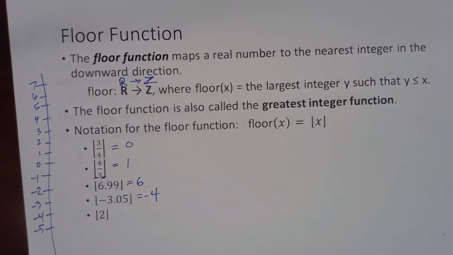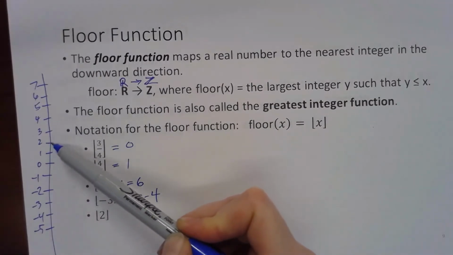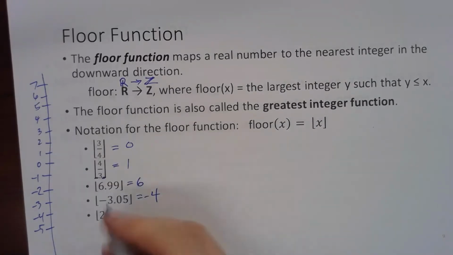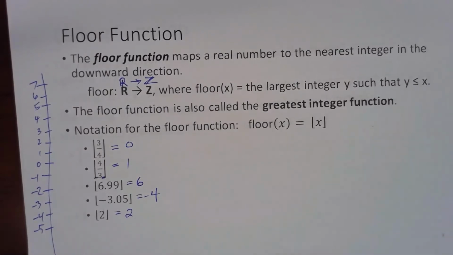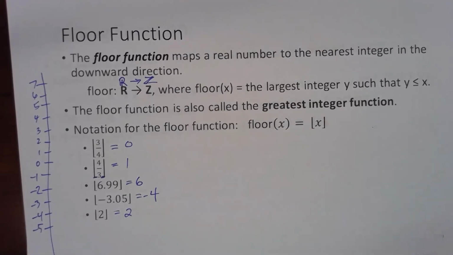And then if you already have an integer like 2, notice part of the definition is equal. If you're already at an integer, I don't have to go anywhere to get to an integer. So the floor of any integer is just that integer. The floor of 2 is still 2. So don't go down to 1. I'm already at an integer, just stay there. So there is an equal as part of the definition. So that is the floor function.